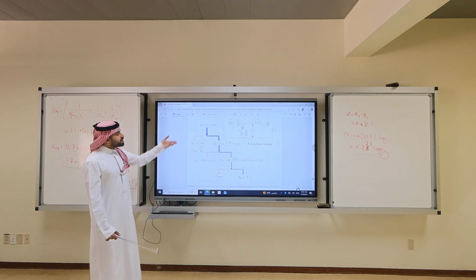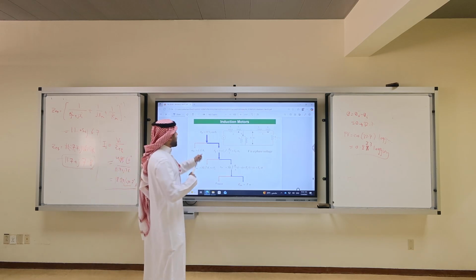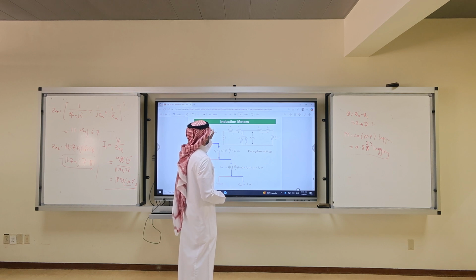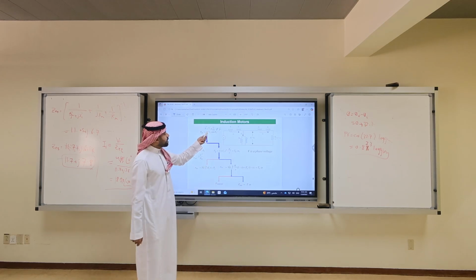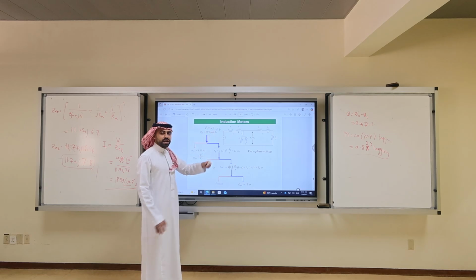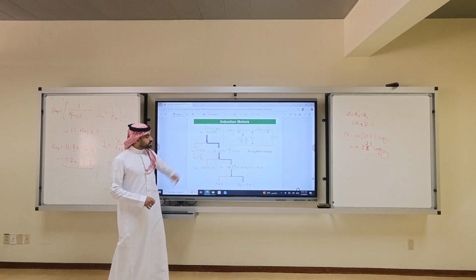What are the mathematical equations for everything? This equation is the same as square root of 3 V terminal I line power factor. Do you remember this equation? Yes. These two are the same, except one deals with phase, one deals with line to line. But we love line to line, because it's three-phase. Every three-phase device, we love line to line. And RMS.